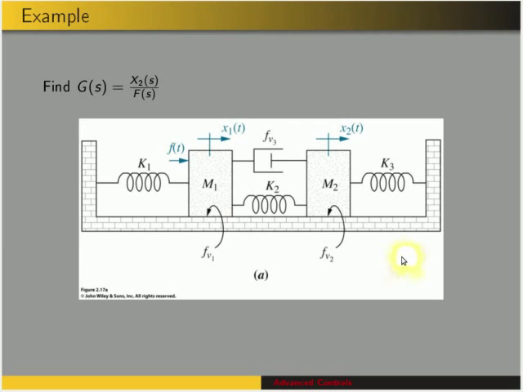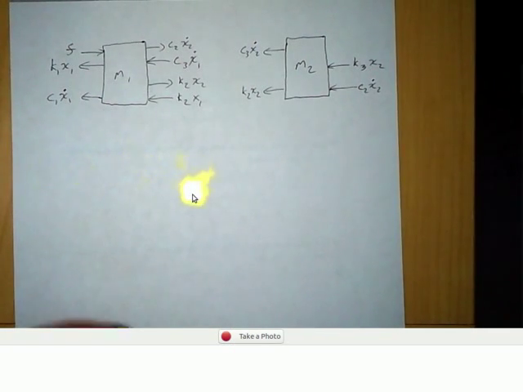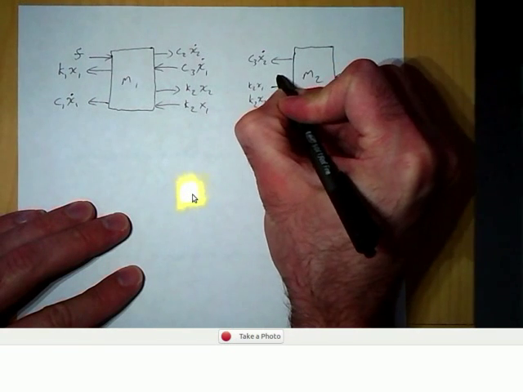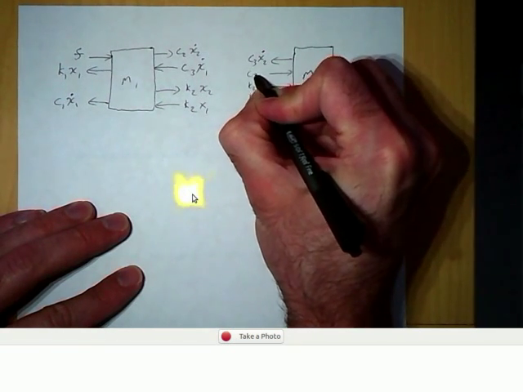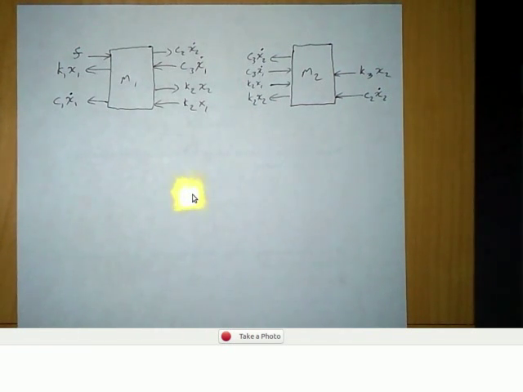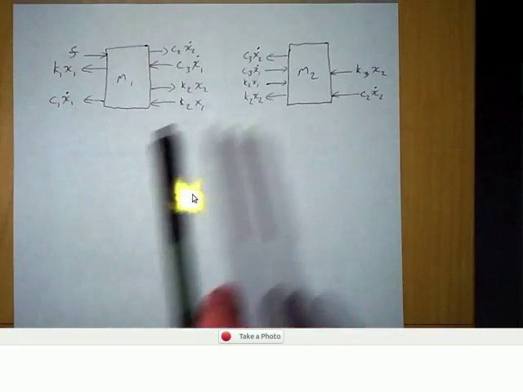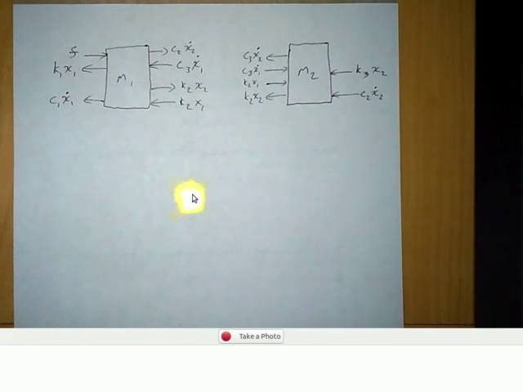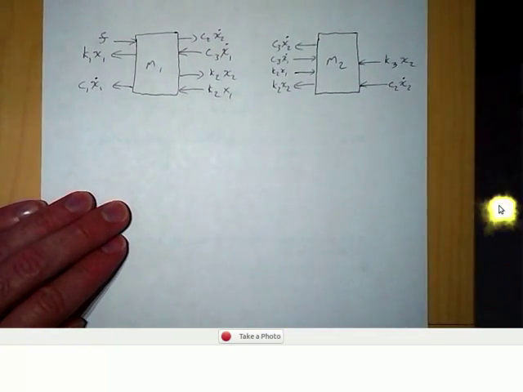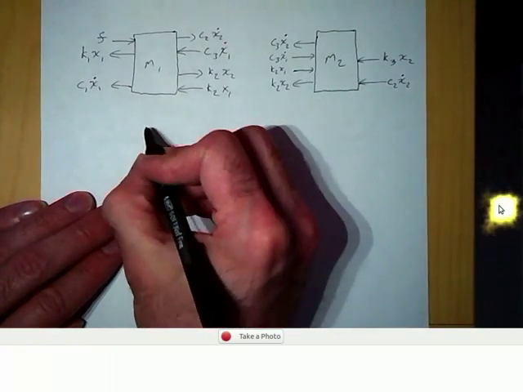And now we'll add the forces to our free body diagram, assuming M2 is not moving and M1 is moving in the positive direction. So that would give us K2 X1, C3 X1 dot. So now our free body diagrams are complete. We have two independent motions, so that means we'll have two equations of motion. So we need to apply Newton's second law twice, once for each of these bodies, or each of these independent motions. So we'll start with this one.